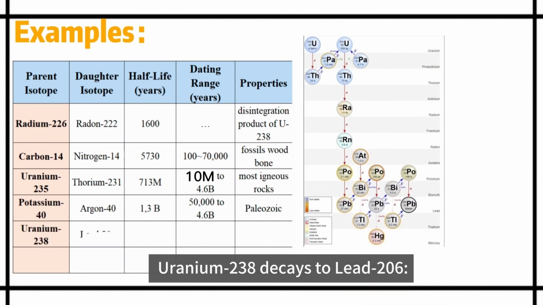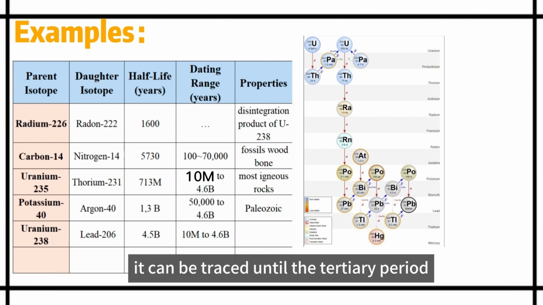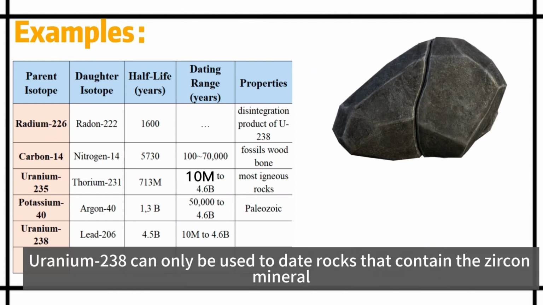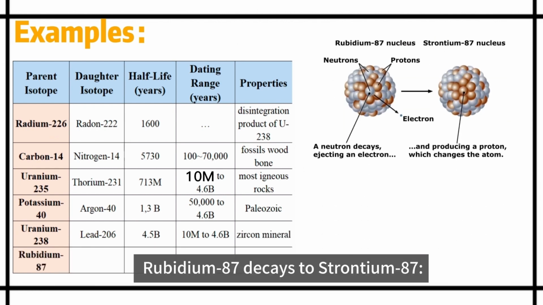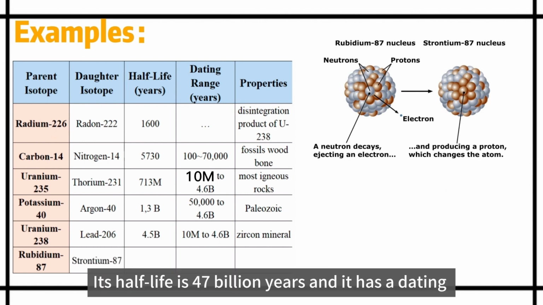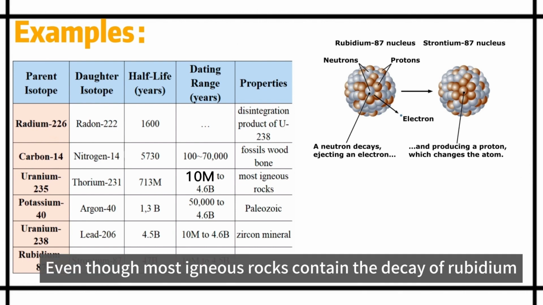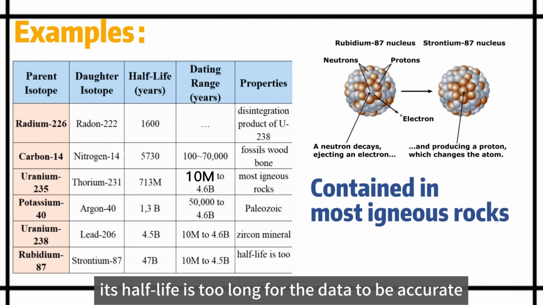Uranium-238 decays to lead-206. It has a half-life of 4.5 billion years, with a dating range of 10 million to 4.6 billion years. Therefore, it can be chased until the Tertiary period. However, uranium-238 can only be used to date rocks that contain the zircon mineral. Rubidium-87 decays to strontium-87. Its half-life is 47 billion years, and it has a dating range of 10 million to 4.5 billion years. Even though most igneous rocks contain the decay of rubidium, its half-life is too long for the date to be accurate.